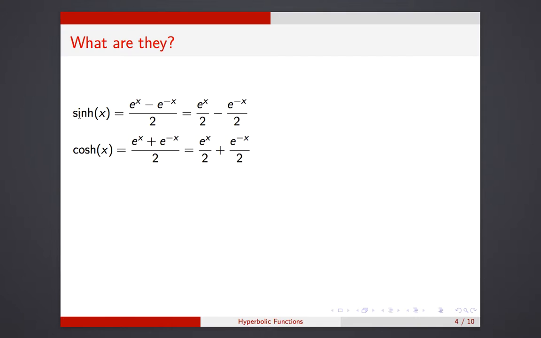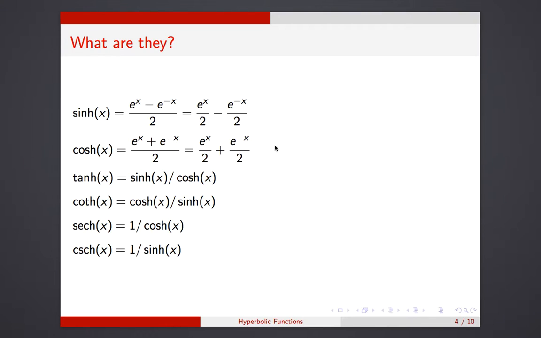Hyperbolic sine and hyperbolic cosine are both kind of mouthfuls. So people call this sinh, S-I-N-H, and people call this cosh. So this is sinh of x. This is cosh of x.